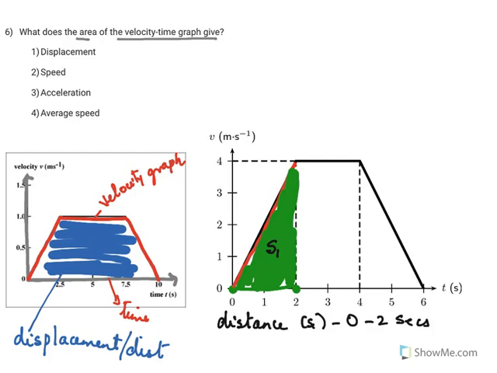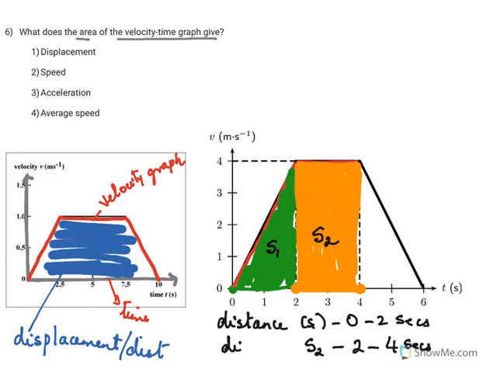Now if you want to find the distance between 2 and 4 seconds, then this is your velocity time graph, and here is your time. This entire rectangle that you can see here in the yellow, we'll call this S2, and S2 will be the distance covered between 2 and 4 seconds.